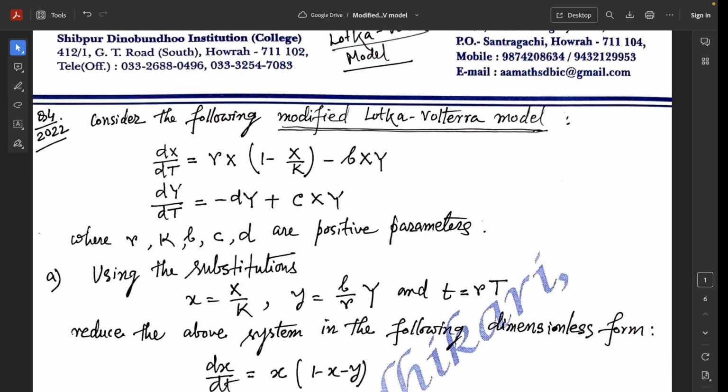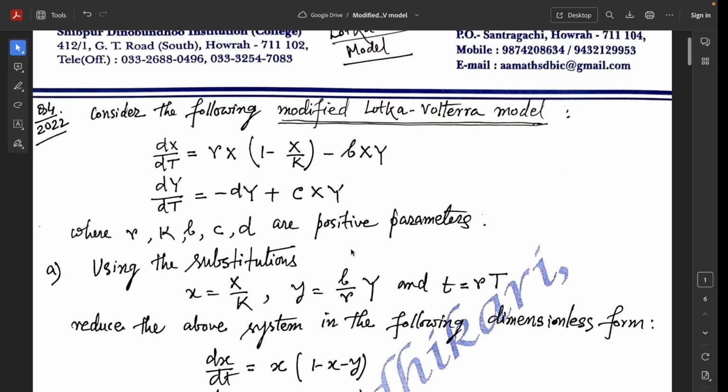Consider the following modified Lotka-Volterra model. dX/dT equals r X (1 minus X by K) minus b X Y, and dY/dT equals minus d Y plus c X Y, where r, K, b, c, d are positive parameters.